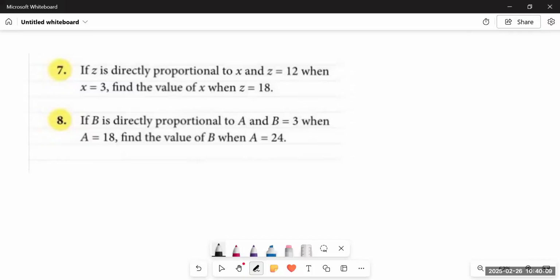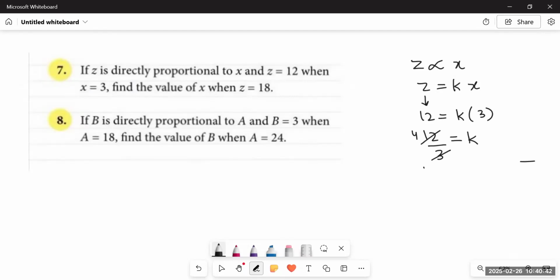Now, in question number 7, the statement is given as if z is directly proportional to x. So first, we are going to write it as z is directly proportional to x. It means z is equals to kx, where k is a constant. And then they are providing us with the value of z and x as 12 and 3. So we are going to substitute z with 12. K would remain constant and x would be substituted with 3. Now we will solve it. So we will get the answer for k as 4. It means k is equals to 4. The constant here is 4.